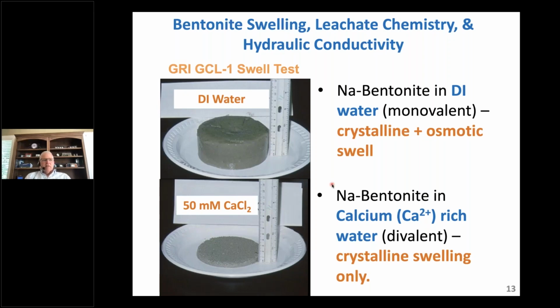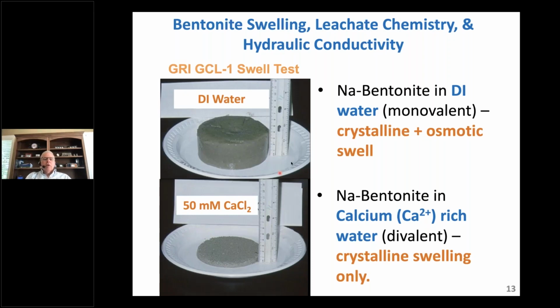Today we use D5890, a much simpler and easier swell test. But these experiments with GCL-1 really illustrate the principles I talked about before. So imagine in this Proctor mold, we've taken the dry bentonite and put it in the Proctor mold. It's about a half centimeter thick, just like it would be in a GCL. And then we pour deionized water on top.